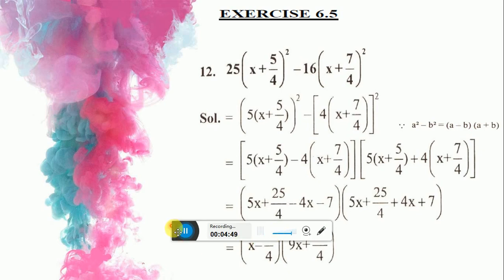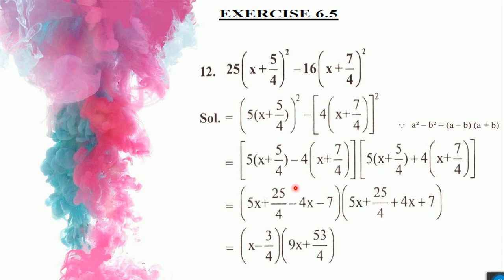Now write the a minus b form and then we will write the a plus b form. As a is 5 into (x plus 5 by 4), minus b is 4 into (x plus 7 by 4). Now write this a plus b form. Again, a is 5 into (x plus 5 by 4), plus b is 4 into (x plus 7 by 4).